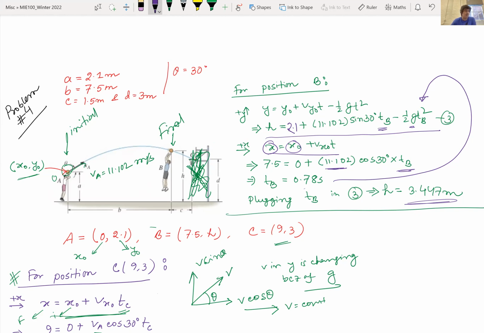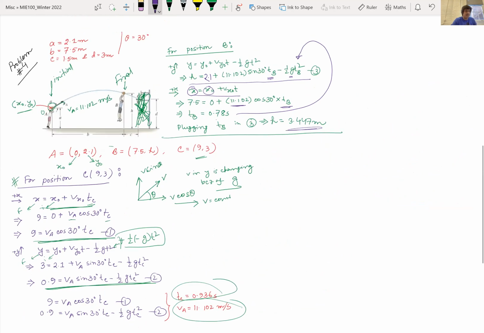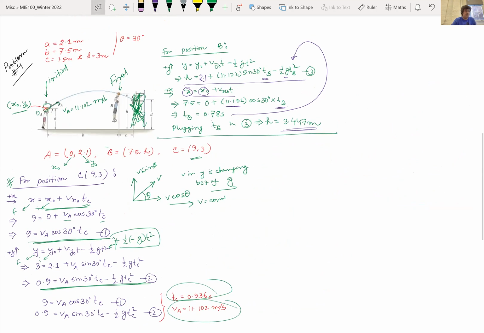Any other question regarding this problem? Can you scroll down real quickly? Yeah, sure, no problem. Let me zoom it down. Is it okay? Okay, awesome.